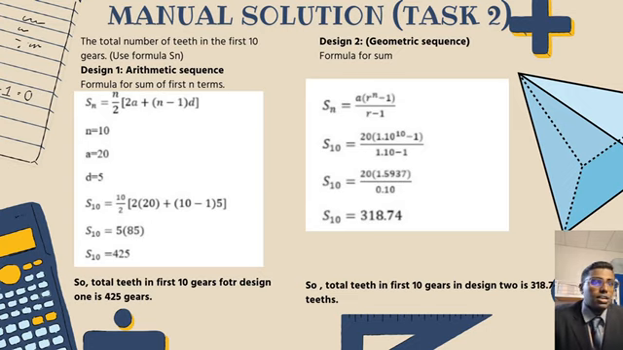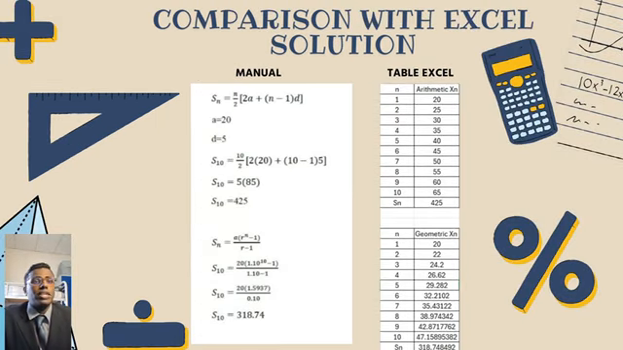The second one is design 2, geometric sequence. For the sum, you can use the formula Sn equal to a times r to the power of n minus 1, divided by r minus 1. So substitute the values, and you get the answer 318.74. So the total teeth in the first 10 gears for design 1 is 425. The second design is 318.74.